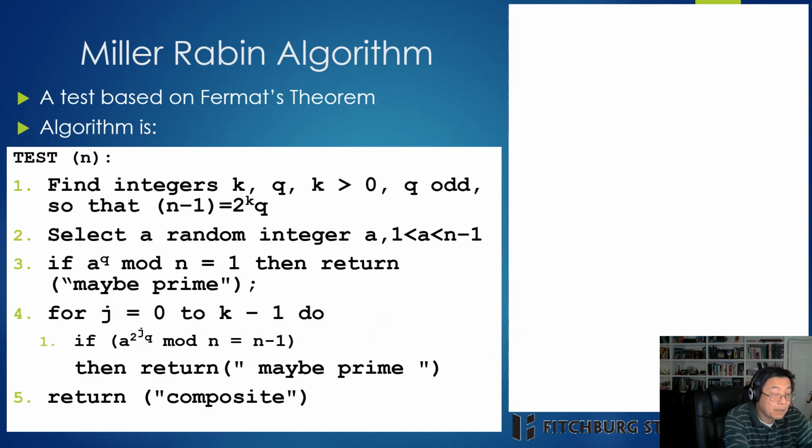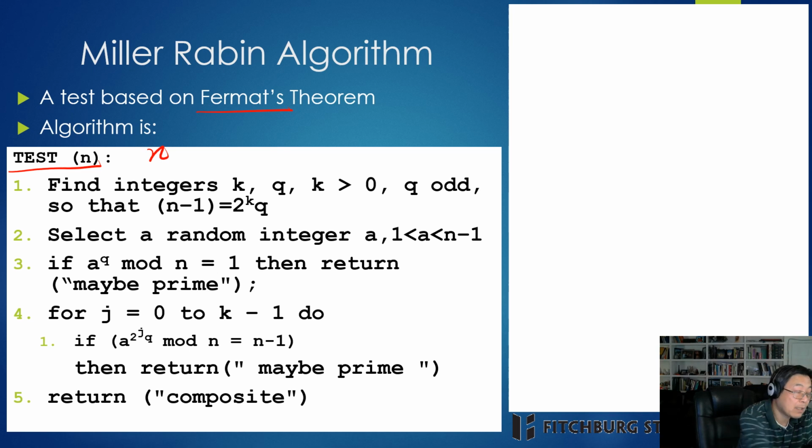One of the statistical primality test algorithms is called the Miller-Rabin algorithm. Now the test is based on Fermat's theorem. Okay, so here's the pseudocode for the Miller-Rabin algorithm. Suppose we're given an integer n, right? Then n should be an odd number, because if n is an even number, then we stop the test, because n is not a prime number.